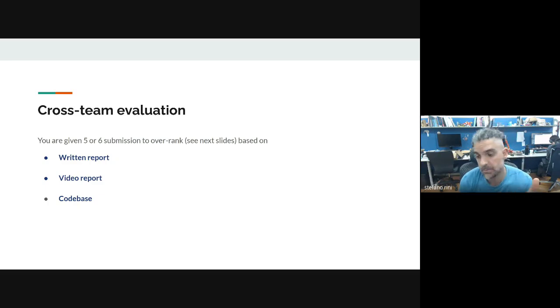For the cross-team evaluation, you will be asked to submit a written report, a video report, and the code base. Of course, we expect you to use GenAI for all of this, okay? So even if the volume of what you submit is large, we don't expect you to struggle to provide this material. Then you will submit only 3, and this material will be given to a subset of the students, and a subset of the students will be asked to score your submission.